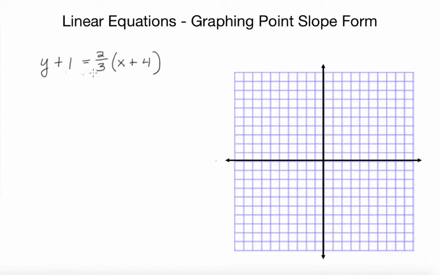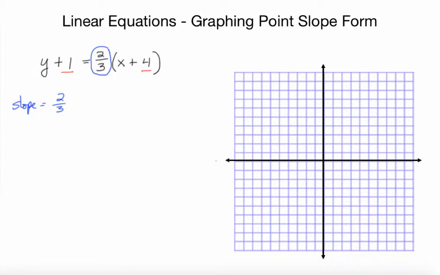We got y plus 1 is equal to 2/3 times x plus 4. So if we can recognize we're in point-slope form, then we can figure out what our point and what our slope is that we're given. So my slope is whatever value is in front here. So my slope, I can tell from this equation, is 2/3.